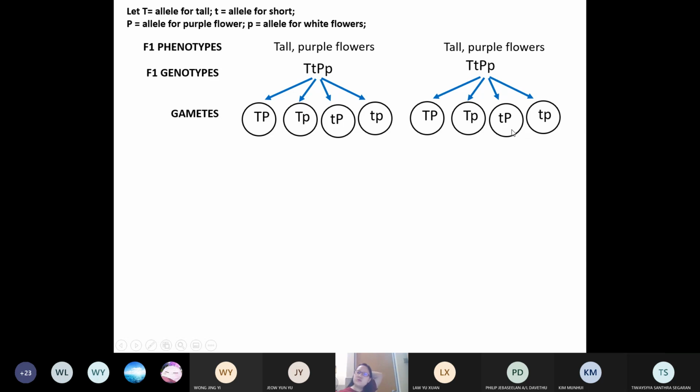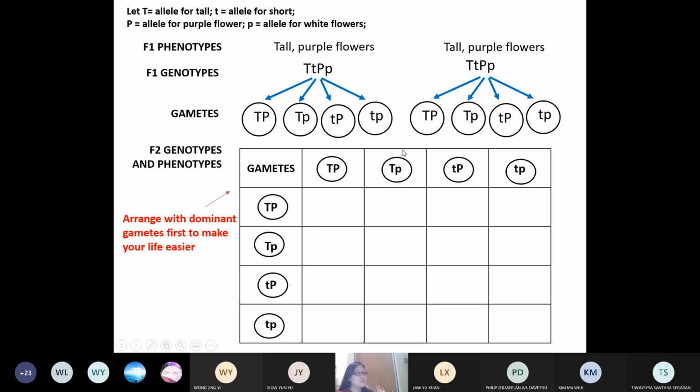Now I told you don't write yet because I have a trick. And here's the trick. It's a huge table. It's very complicated, and it's a pain because you need to look at it very carefully. You must make sure you do the right thing. It's a nightmare. But if you arrange with the dominant gametes first, it makes life easier because we have a trick.